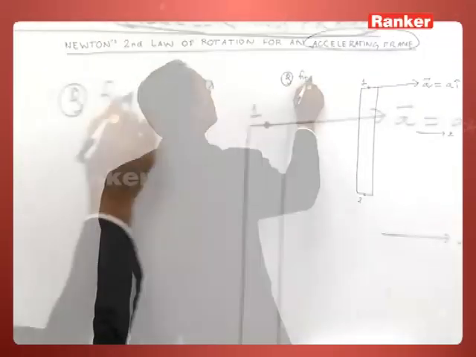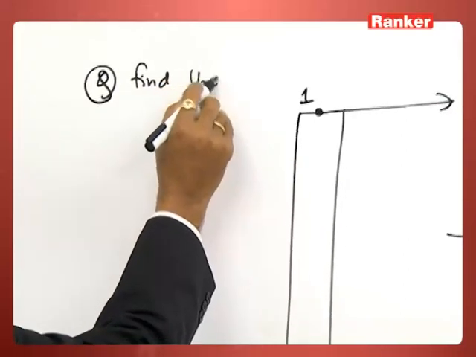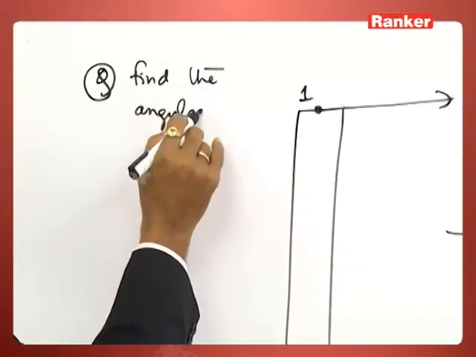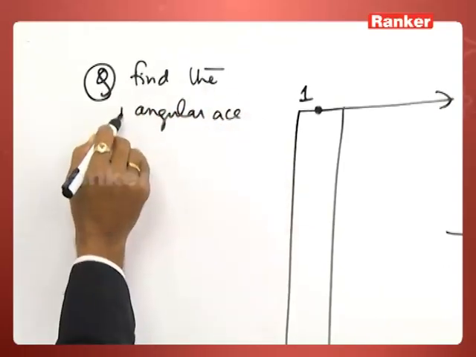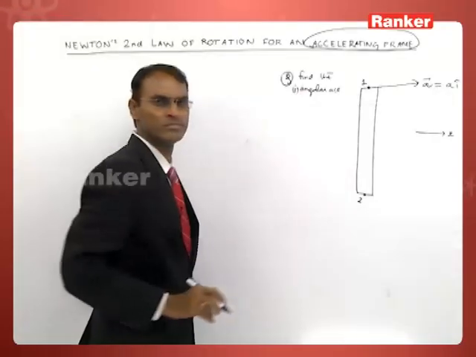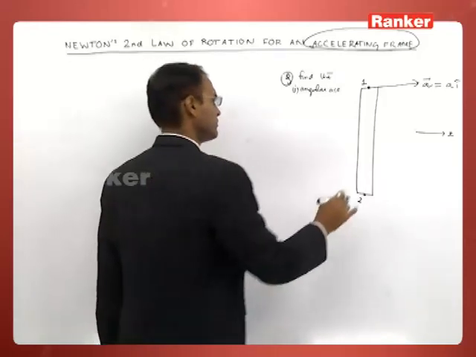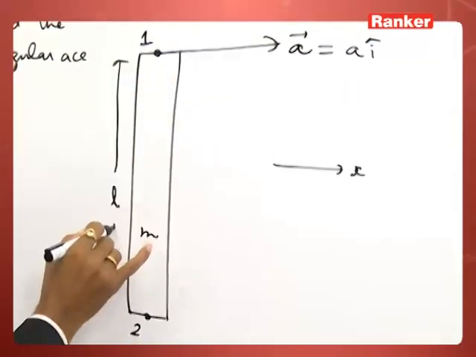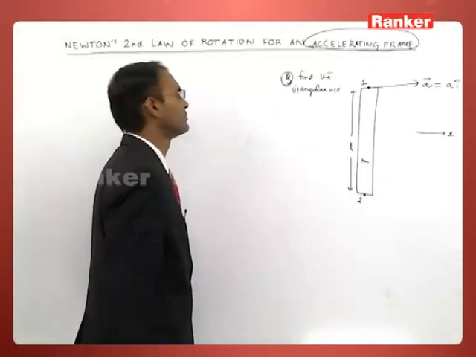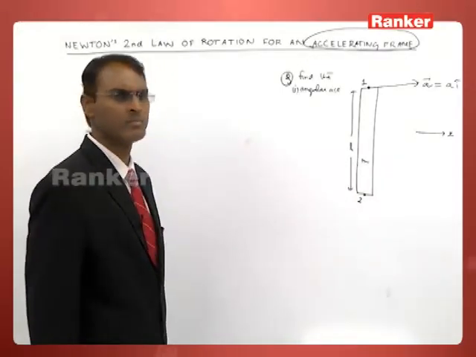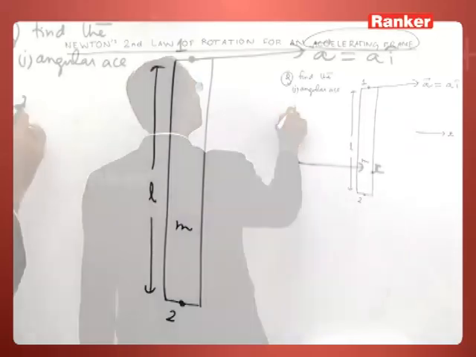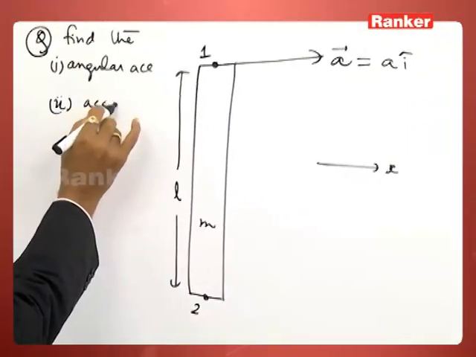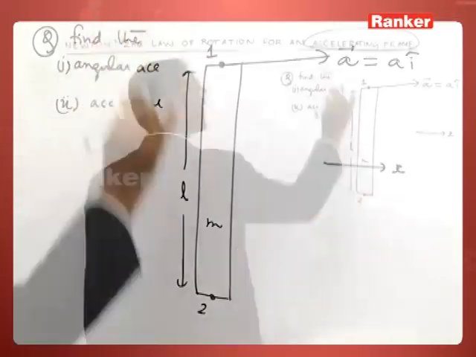Find the angular acceleration of the rod. Mass is m, length is l. Find the acceleration of center of mass.